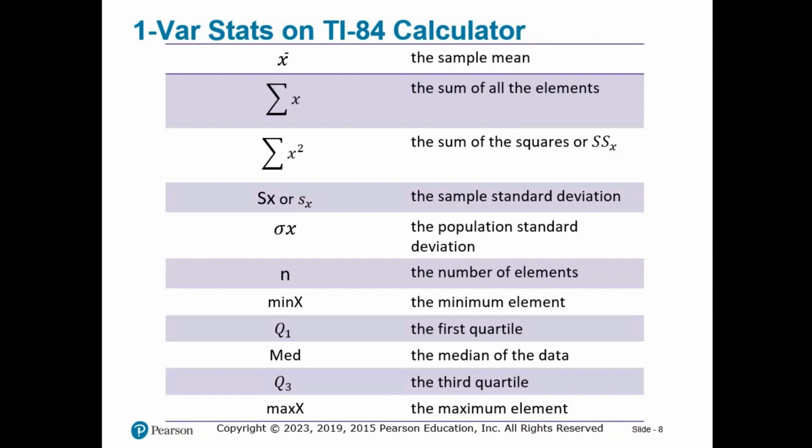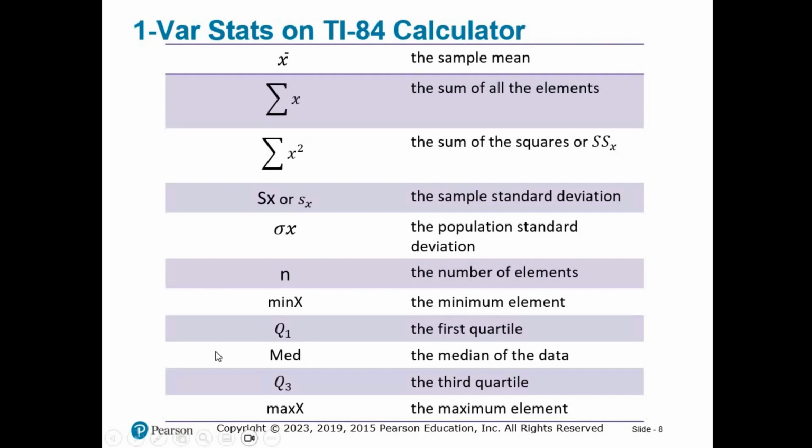The next one is very important because it's the reason I'm bringing all of this up. Sigma x is the population standard deviation, or just sigma. n is the number of elements. Min x is self-explanatory. Q1 is the first quartile. Med is the median. Q3 is the third quartile, and max x is the maximum. These are the variables, and once you perform that command, you input those values into the variables as values that can be recalled until you replace them by performing another command with that variable.